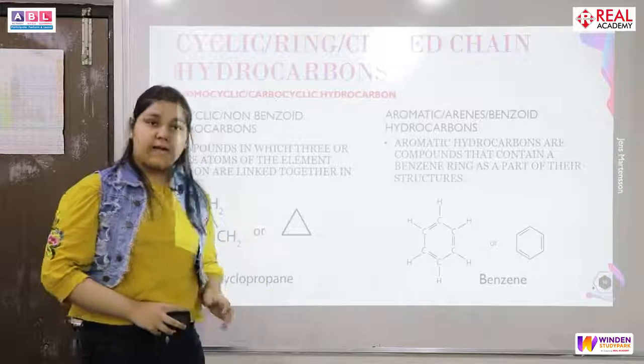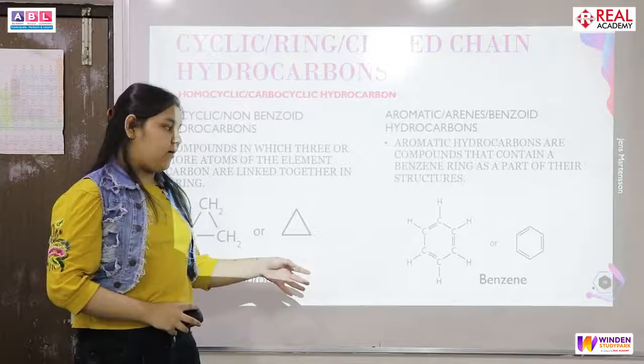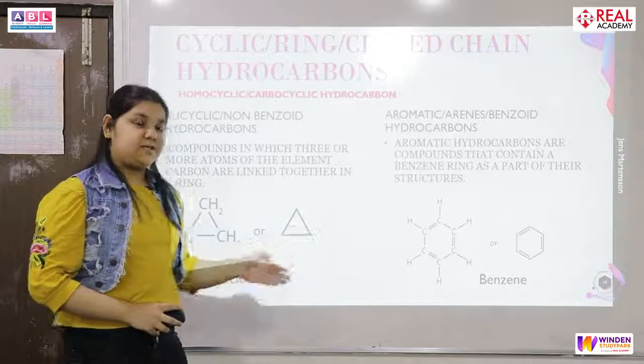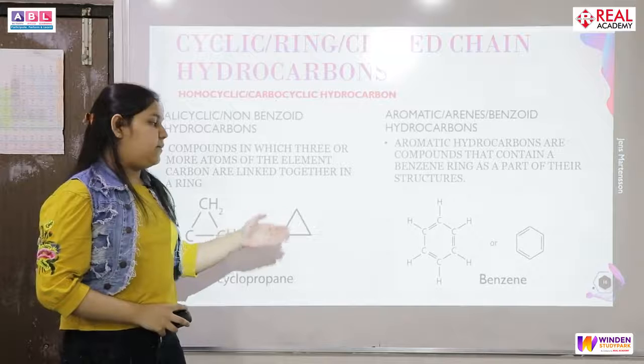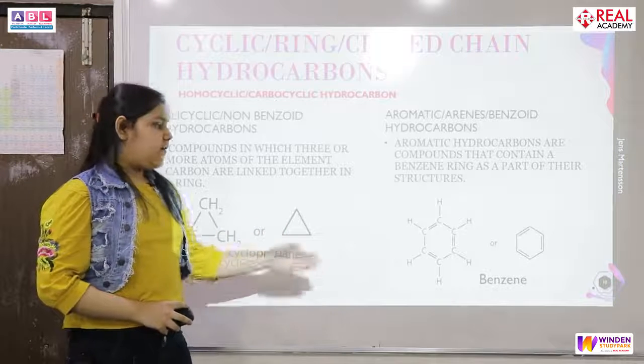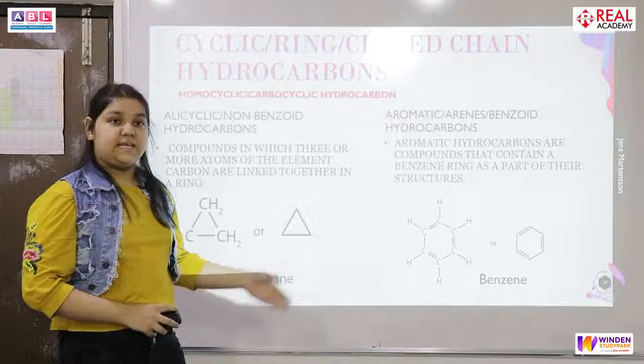Now, how will we identify whether a compound has a benzene ring or not? Whenever there is a benzene ring, you will always find conjugation between single and double bonds between the carbon atoms. For example, in benzene, we can see here a single bond and then a double bond, and this series continues.